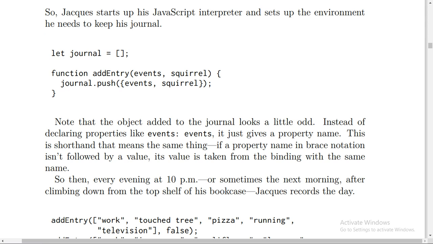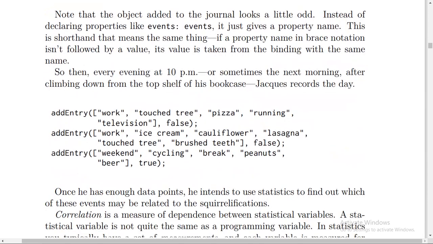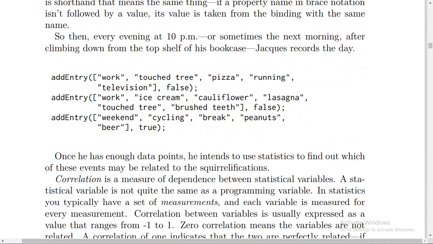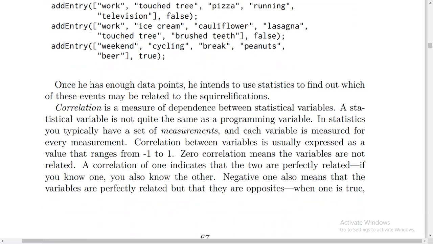And so every evening at 10 p.m., or sometimes the next morning after climbing down from the top shelf of his bookcase, Jax records the day, like this example now. Once he has enough data points, he intends to use statistics to find out which of these events may be related to the squirrelifications. Correlation is a measure of dependence between statistical variables. And a statistical variable is not quite the same as a programming variable.